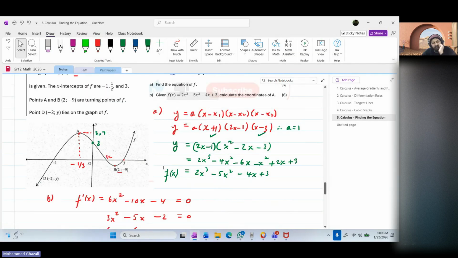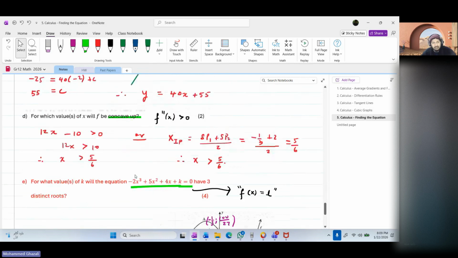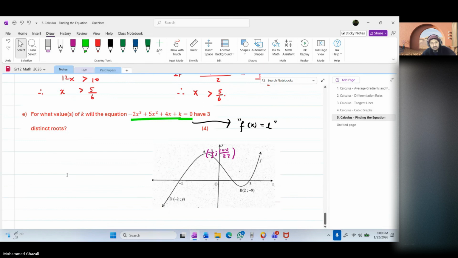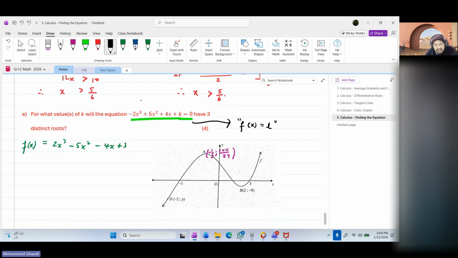Remember, the original function was f of x. This is my original function. Now, how is this function matching up with the function here? It's not at all. So you need to make this equation match up with this function. So let's see. We got minus 2x cubed. So the equation here is minus 2x cubed plus 5x squared plus 4x plus k is equal to 0.